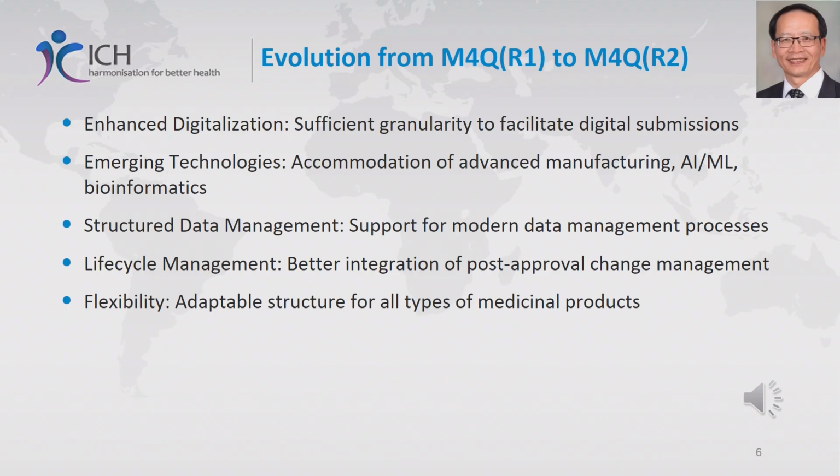So the evolution from M4Q R1 to M4Q R2 presents a significant advance across multiple dimensions. Enhanced digitalization. We are providing sufficient granularity to facilitate digital submission, moving beyond paper-based thinking to truly digital native approaches. Emerging technology. The guideline accommodates advanced manufacturing technology, artificial intelligence, machine learning, and bioinformatics. Those technologies were not available in 2002.